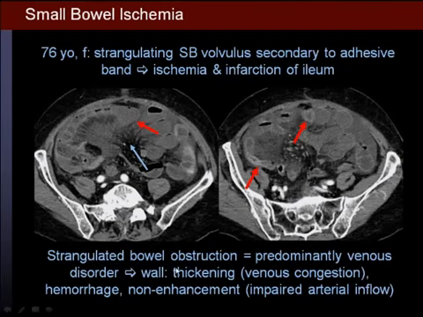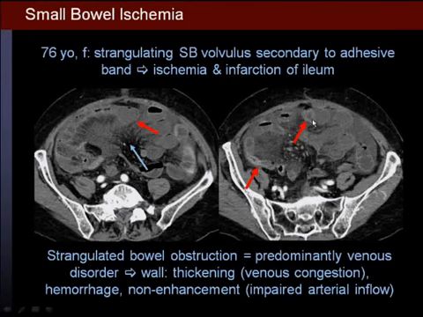So if the bowel is obstructed by strangulation, we have first of all a predominantly venous disorder, because the blood in the veins cannot flow back to the portal system, and because of the strangulation, no blood is coming in from the arterial side, so we are dealing primarily with a venous congestion. This causes hemorrhage in the wall.